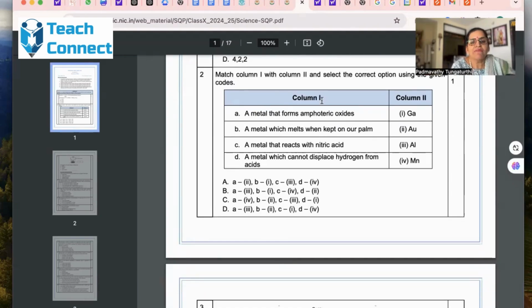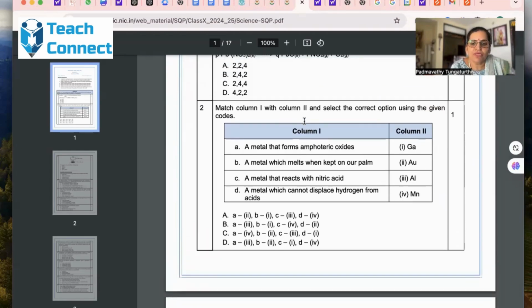Match column 1 with column 2 and select the correct option using the given code. This is what is written. Here we can see once again, let me annotate it for you. Match column 1 and column 2. A metal that forms amphoteric oxide. Students will be knowing by now that it is aluminium which is forming an amphoteric oxide.